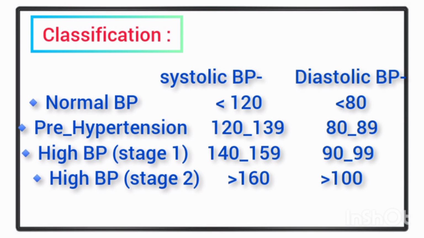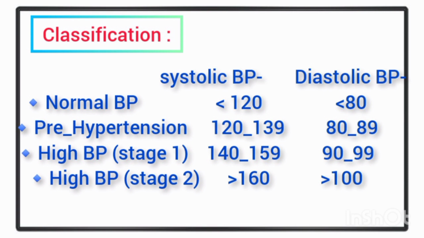So in classification, they divide it into 4 classes. First one, normal blood pressure, then pre-hypertension, then high blood pressure stage 1, then high blood pressure stage 2. In normal blood pressure, systolic blood pressure is less than 120 mmHg and diastolic is less than 80 mmHg. And in pre-hypertension, systolic blood pressure is 120 to 139 and diastolic is 80 to 89 mmHg.